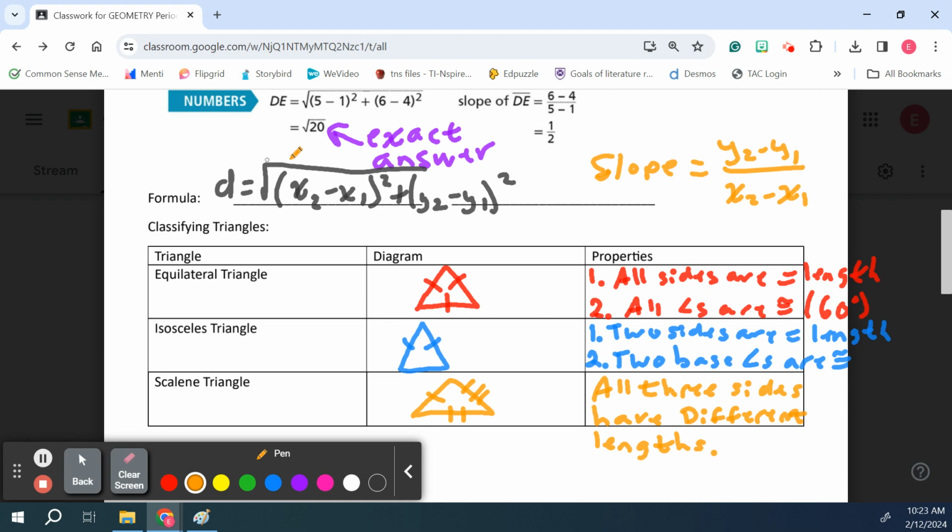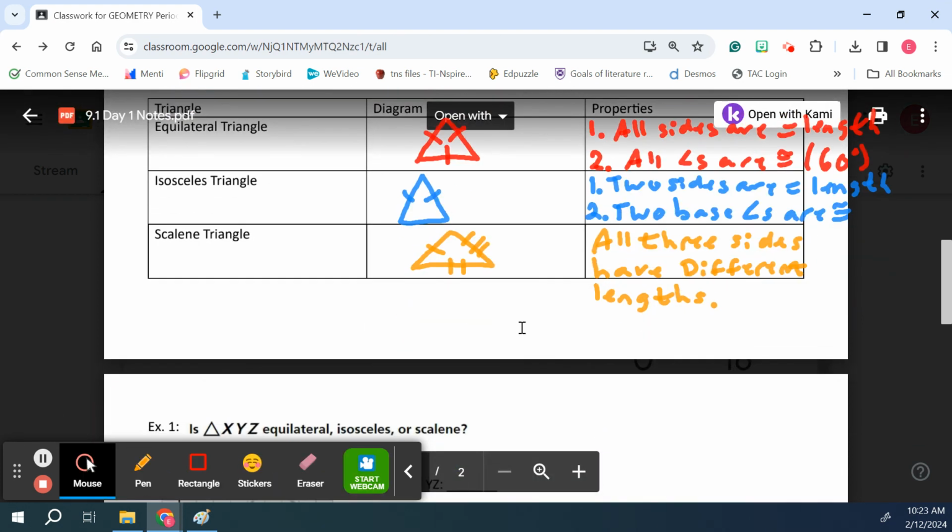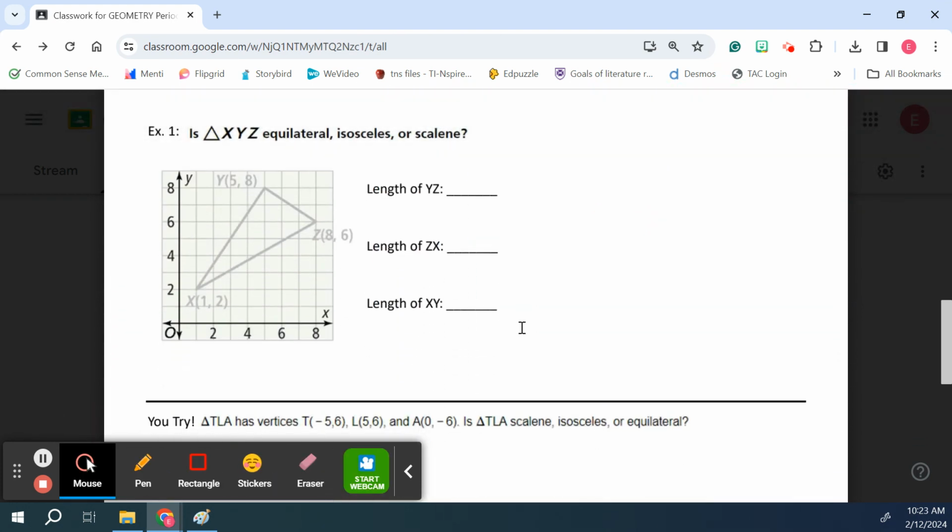All right, let's go ahead to the back side. All right, so example one, it says triangle XYZ is equilateral. Is it equilateral, isosceles, or scalene? So what we're going to do is we are going to calculate the sides of these and see what we have going on, okay?